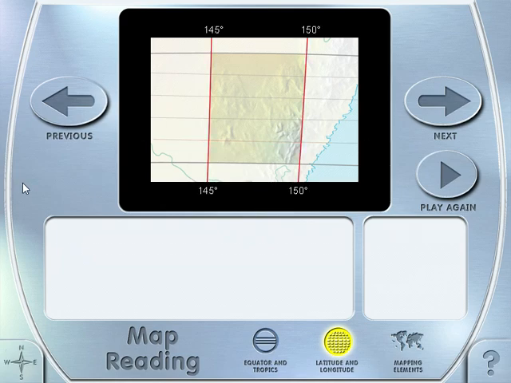Also, equally spaced between 145 degrees and 150 degrees are the longitudinal lines of 146 degrees, 147 degrees, 148 degrees, and 149 degrees east. As you can see, the required coordinates are at the intersection of latitude 33 degrees south and longitude 149 degrees east.